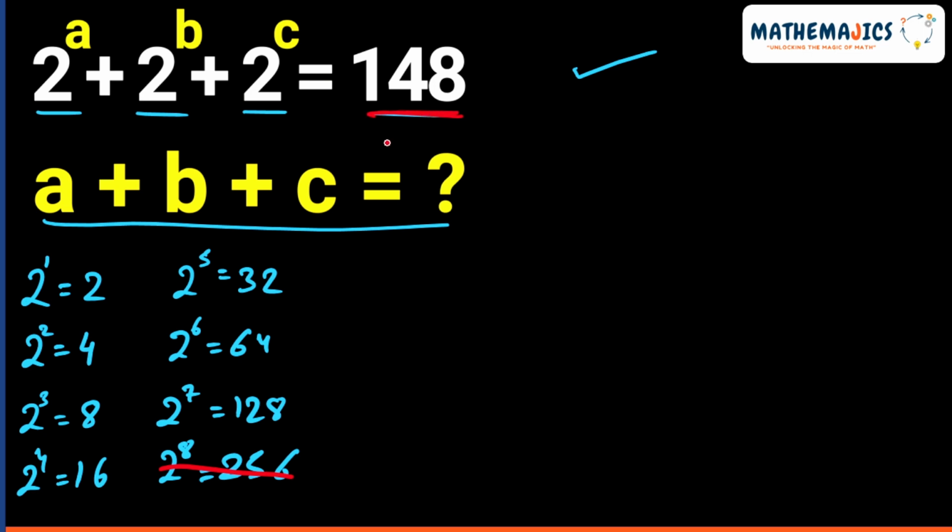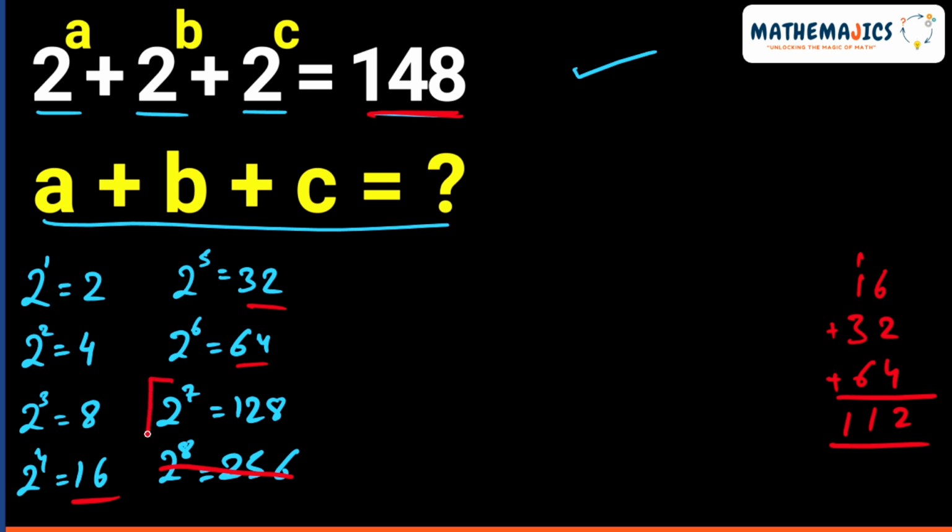So we should be choosing numbers less than or equal to 148, correct? So out of these 7 powers, we need to choose the numbers. Now let's say I ignore 2 raised to power 7 and I choose the highest numbers which are less than 128, that is 16, 32 and 64. If I add 16, 32 and 64, what will I get? I will get 112, which is still less than 148. That indicates that I must choose 2 raised to power 7.